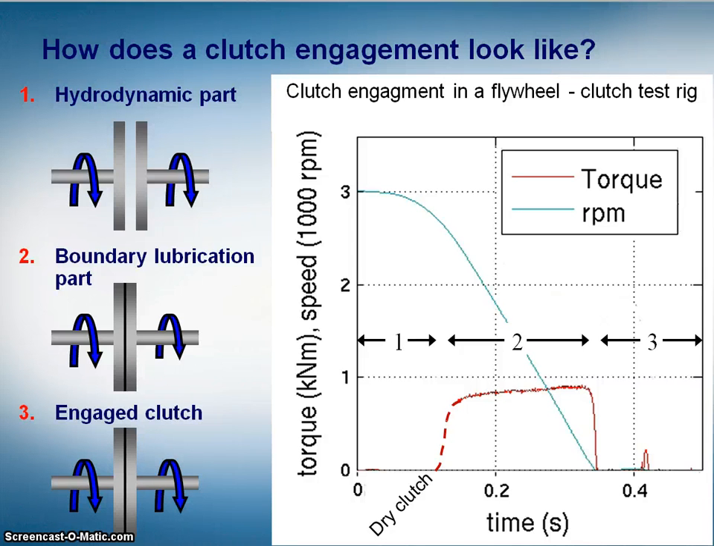A dry clutch then. Well, what we basically don't have is the hydrodynamic part. So the difference from a wet clutch, where we have a little torque transfer in the hydrodynamic part, is that we don't have much torque transfer at all in a dry clutch, because the air between the plates doesn't really transfer any torque.